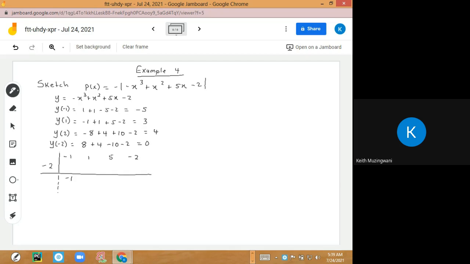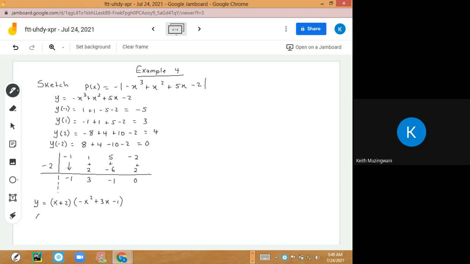Then you drop negative 1, that number here. Negative 2 by negative 1, we get positive 2. Add, we get 3. And then negative 6. When we add, we get negative 1. Then positive 2. When we add, we get 0. So y, a curve, is x plus 2 multiplied by negative x squared plus 3x minus 1.